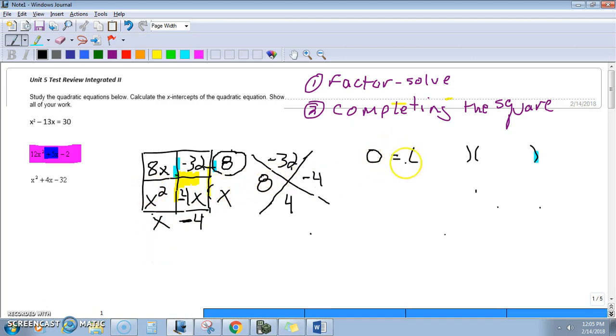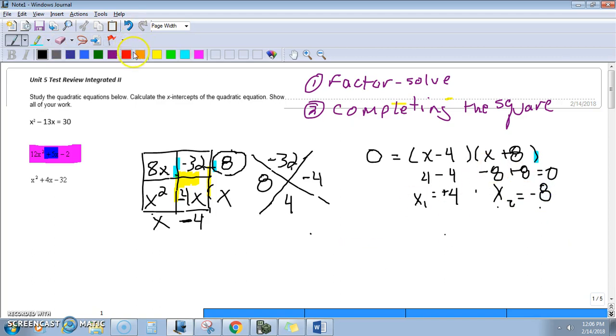Okay, so I have on one side, at the bottom side, x minus 4, and on the other side I have x plus 8. Oh, this is easy. I don't even have to make any mini equations. I know that negative 4 plus 4 is 0, so x1 must be equal to positive 4. And I know that negative 8 plus 8 is 0. So this, x2, must be equal to negative 8. And those are my two solutions for this problem.